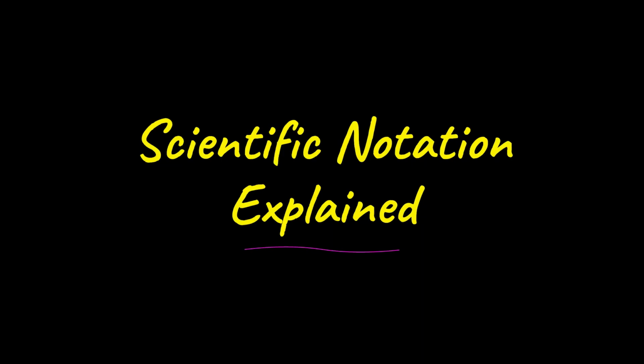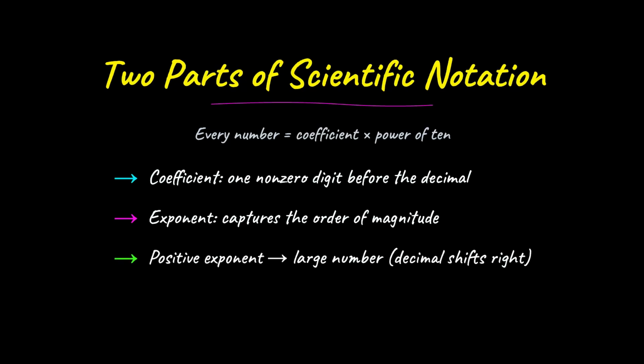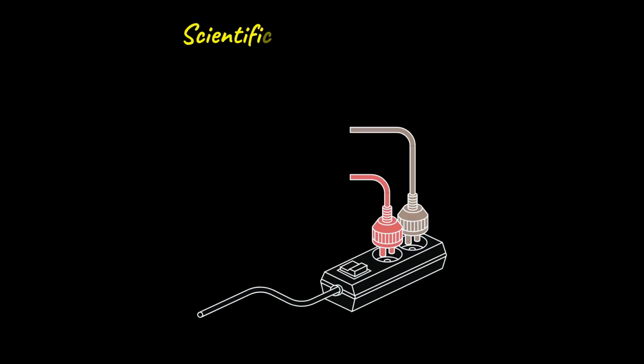Scientific notation is a compact system for writing numbers at extreme scales, from the size of subatomic particles to the distances between galaxies. It expresses any number as a coefficient between 1 and 10, multiplied by a power of 10. The structure has two parts. The coefficient always has exactly one non-zero digit before the decimal point. The exponent on the 10 captures the scale. A positive exponent means a large number, while a negative exponent means a small one.